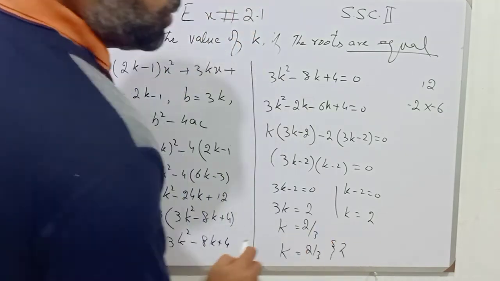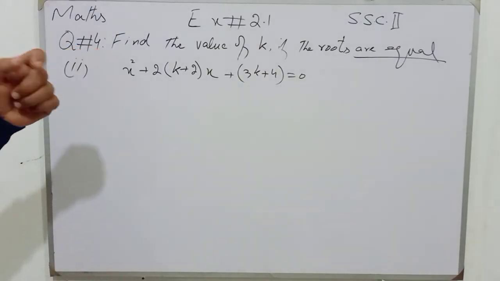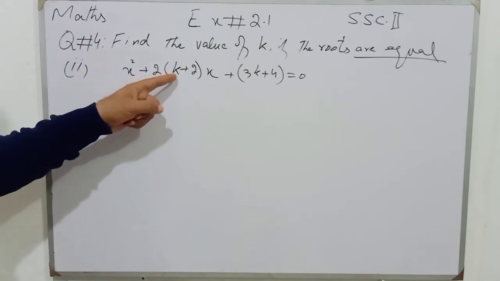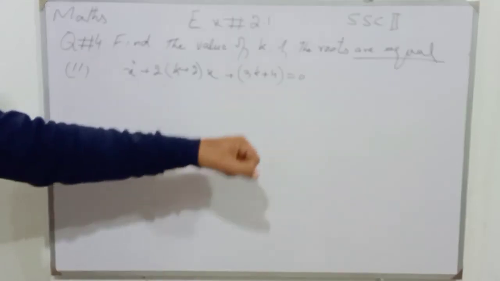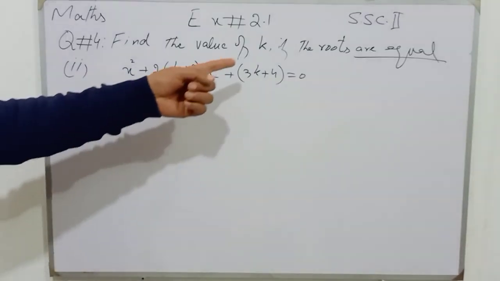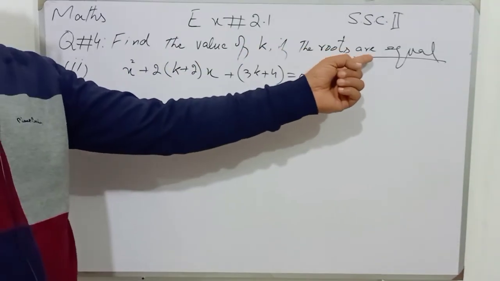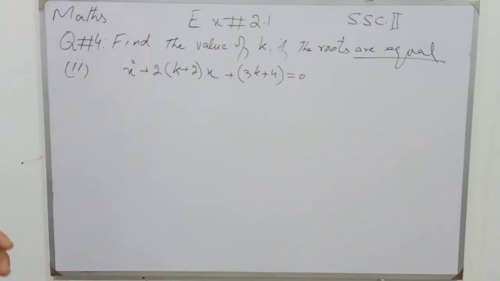Second part of question number 4 is x square minus 2 into (k plus 2) into x plus 3k plus 4 is equal to 0, and we have to find the value of k when our roots are equal, meaning the discriminant is 0.